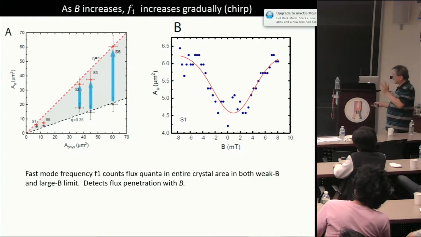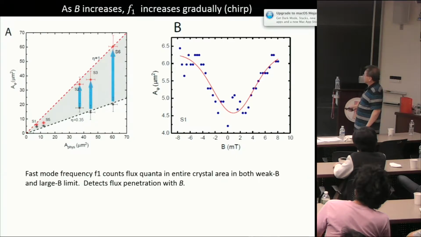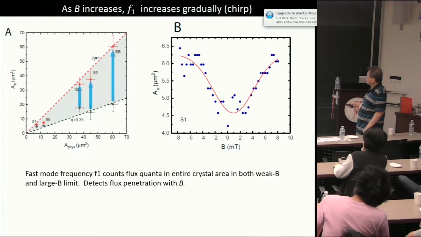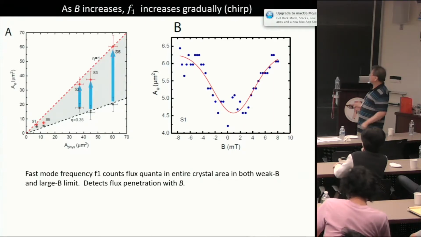Okay, so there are two messages from this plot. One is that it does scale linearly with the physical area, but given a particular sample, it also counts the flux quanta as they come into the sample.